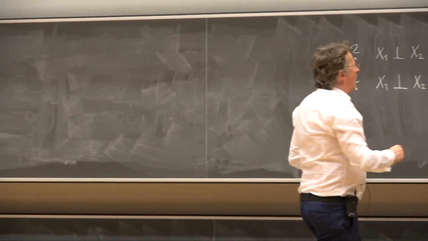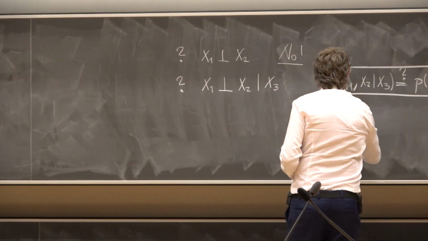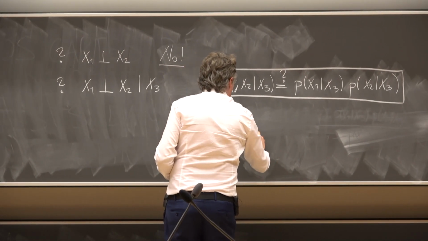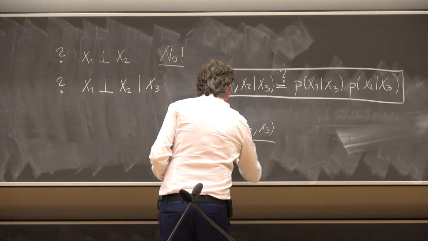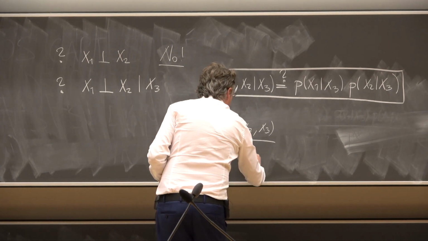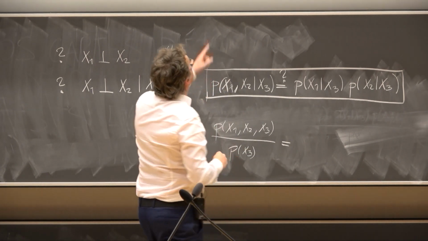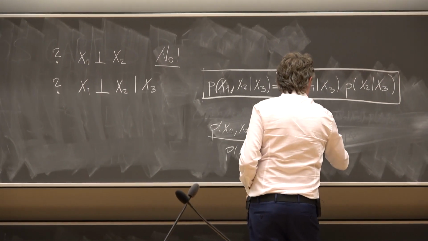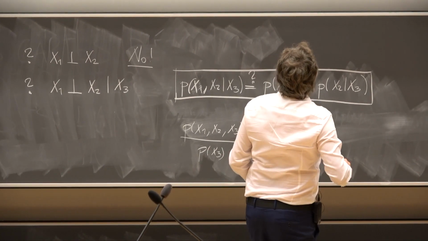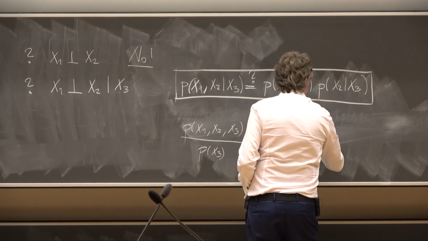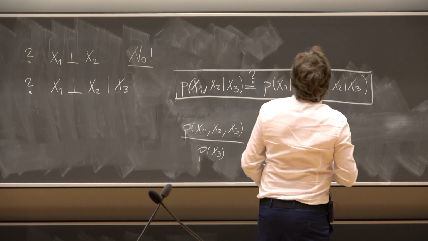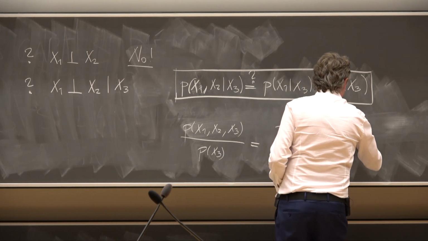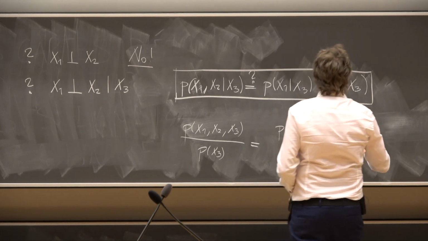Okay, so let's look at this again. What do we have here? Again P of x1, x2, x3 over P of x3. And now we want to plug in what we have. So we have the distribution P of x1, then P of x3 given x1, and then P of x2 given x3.